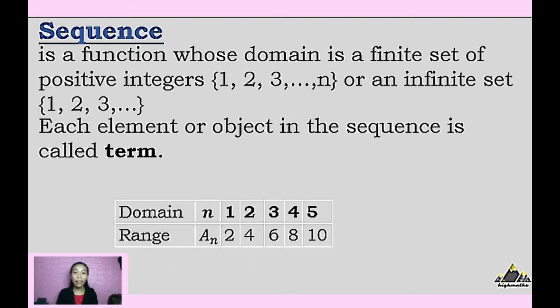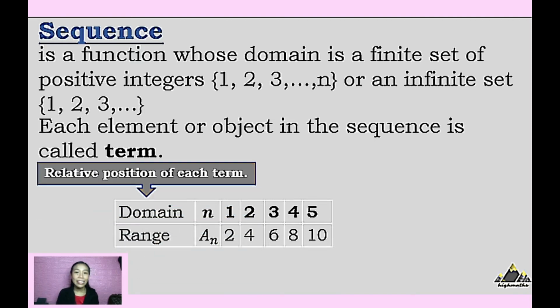So if we have this function, the domain n, or 1, 2, 3, 4, 5, is the relative position of each term. So if we see 1 here, that means first position of the term. 2, second position of the term. 3, third. 4, fourth. 5, fifth.